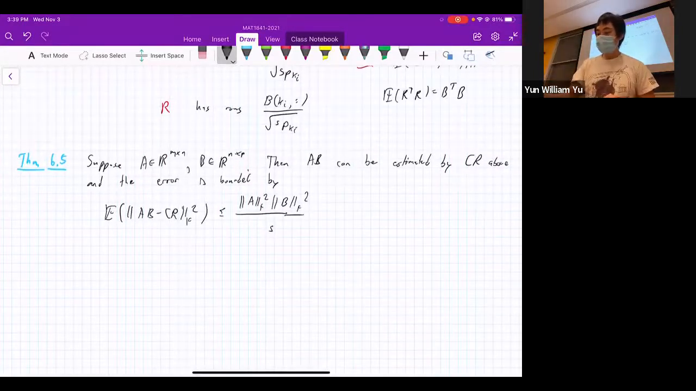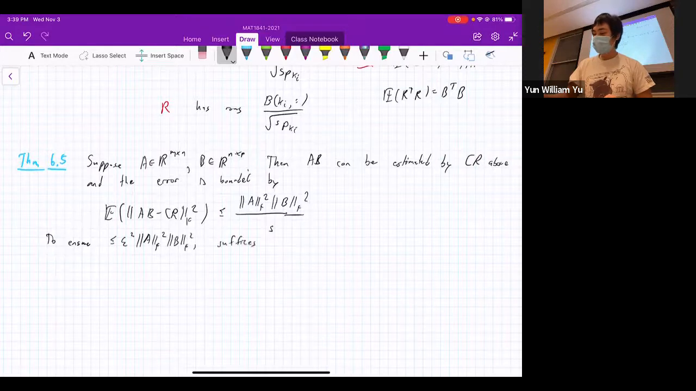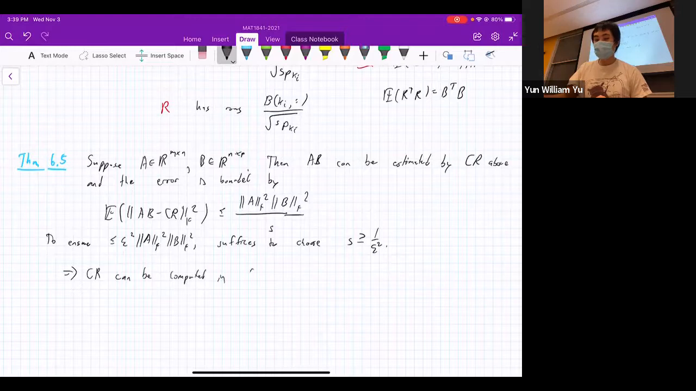And to ensure that this is less than or equal to epsilon squared, it suffices to choose s greater than or equal to 1 over epsilon squared. Which implies that CR can be computed in O of 1 over epsilon squared times mp, plus mn, plus np time.